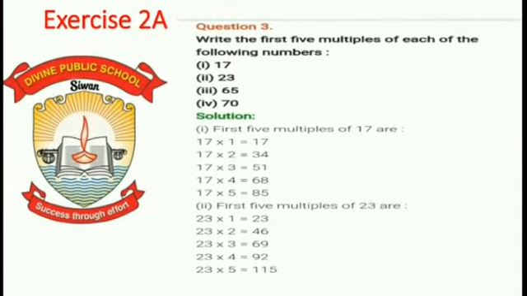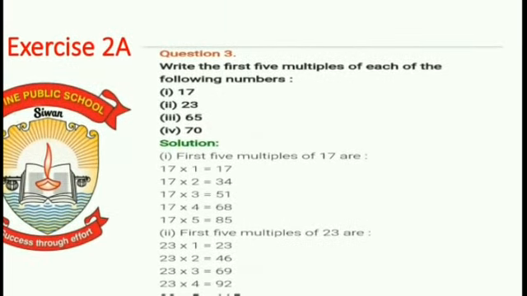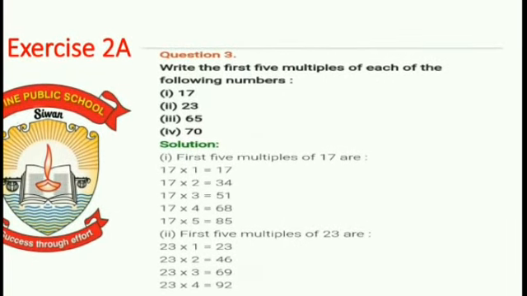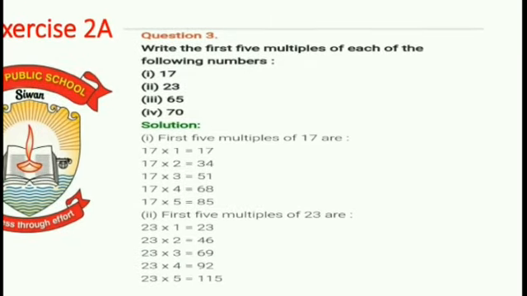Now come to the next slide. On this slide, we will discuss the third question of this exercise. Write the first 5 multiples of each of the following numbers. There are 4 numbers in this question, so we will discuss the first 2 numbers on this slide.